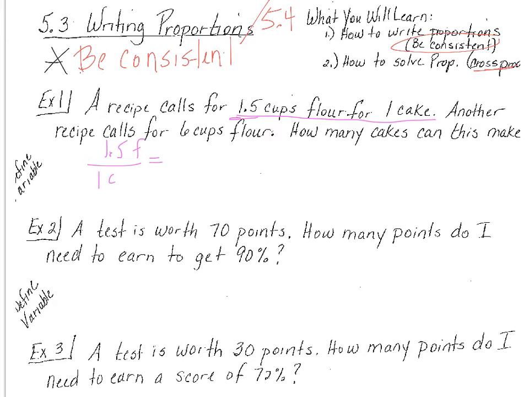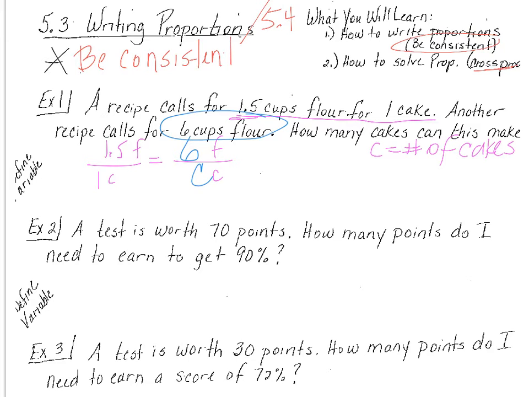Okay, if it's flour over cake, remember it has to equal flour over cake. And if you look at the question, how you define your variable, C is going to equal the number of cakes. Do you have to do that in these problems? No. And then it also gives you 6 cups of flour. So we're going to put the 6 up there with the cups of flour, and we're going to put C down here. Okay? How do we solve a proportion?